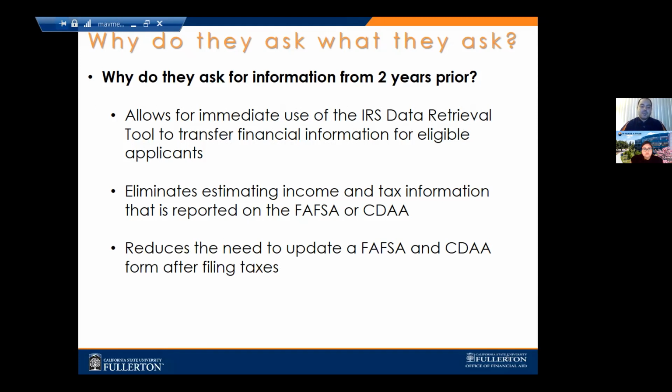Oftentimes what we see in our office is that when students type in numbers manually, whether it's an income figure for 2018 or 2019, whatever calendar year they're being asked to submit, sometimes they get numbers wrong, or they might get the number of family household members wrong. But when you use the data retrieval tool, it eliminates a lot of those errors because it pulls that information straight from the IRS, the government agency that takes care of all of the income tax paperwork. So we highly recommend students do that when they are submitting their FAFSA application.